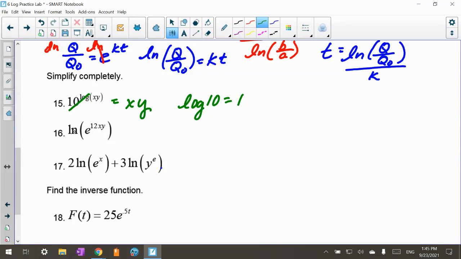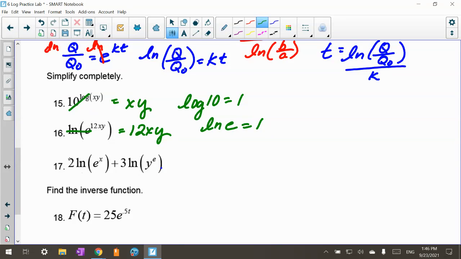Here, even though the parentheses is here, I can still cancel, because the natural log of e equals 1. This is 12xy. Okay. This last one is a little bit more tricky, so let's kind of go through here.